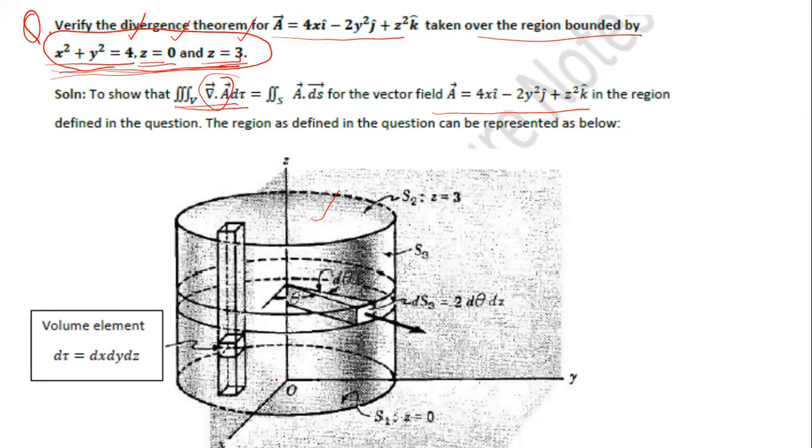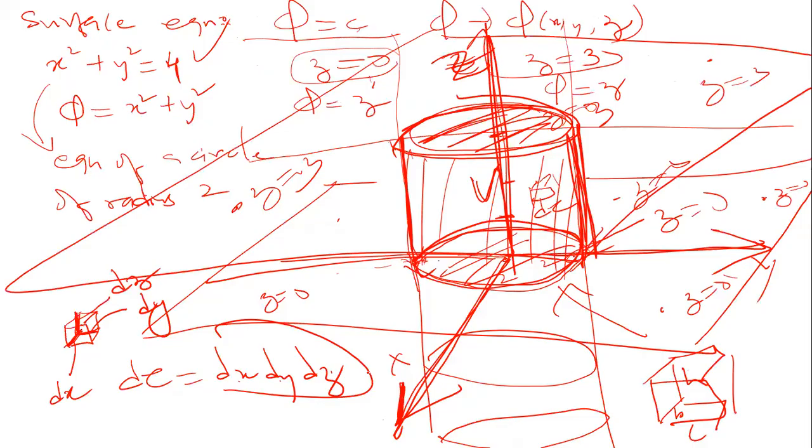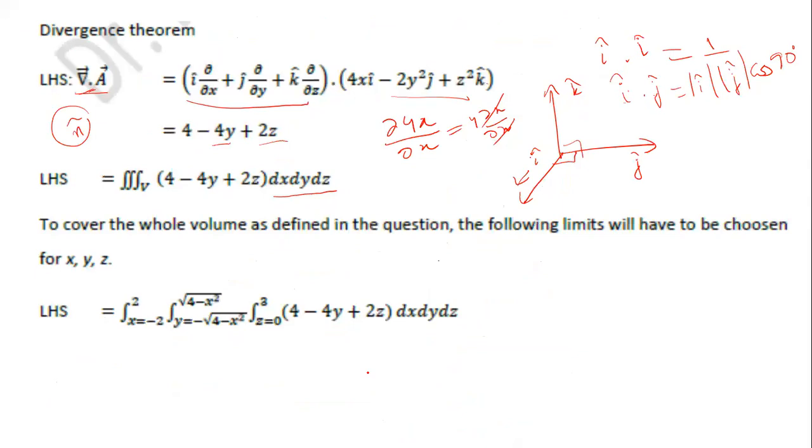So in order to do that, you have to take the limit for x, y, and z such that you are able to cover the whole volume. So you cannot take the limit x, y, and z arbitrarily. You have to consider the limits for the integration x, y, and z so that you are moving over the whole volume, not beyond the whole volume, not less than the volume. So you have to perform the integration, the summation, within such volume.